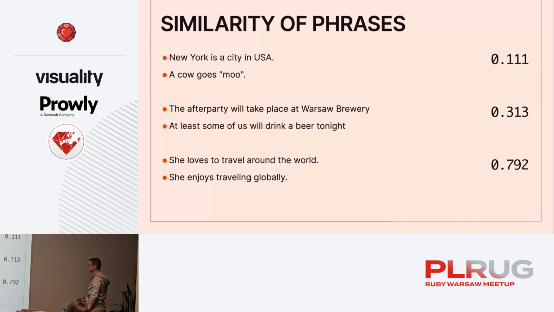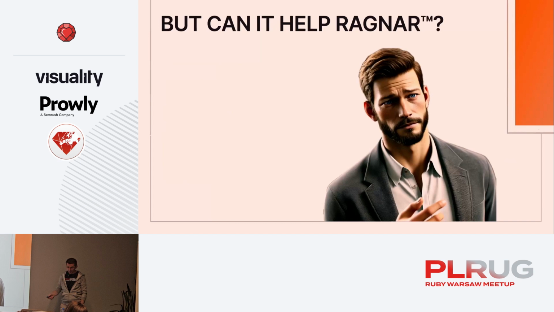Probably, I can only guess. And the last example: "She loves to travel around the world," and "She enjoys traveling globally." Well, travel is a common word, and so is "she," but the LLM was able to measure the semantic context of traveling, of the global travels, because those are said to be very similar. So yeah, we'll use that later on.